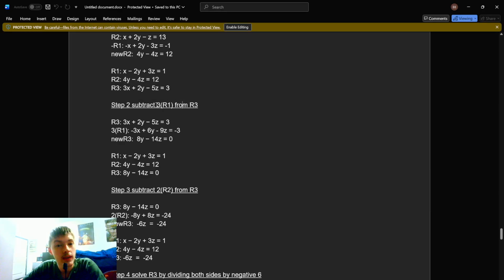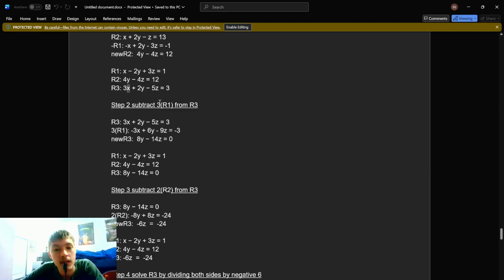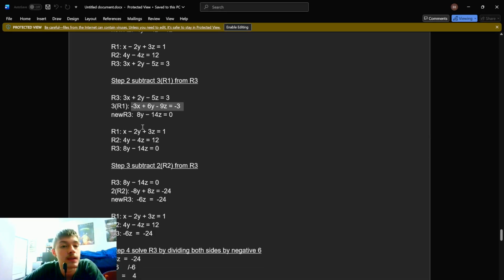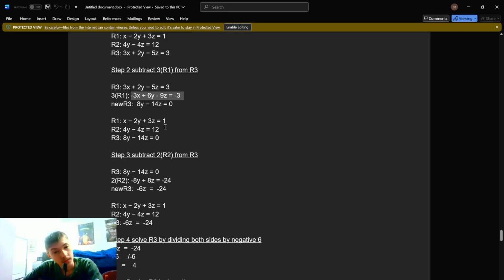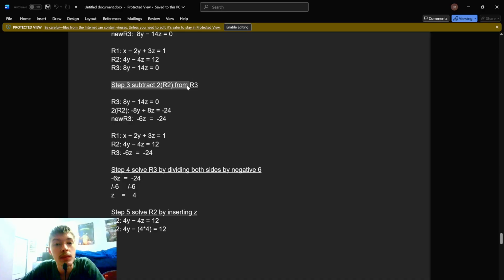Second step, we want to get rid of the 3x in R3, so we multiply R1 by 3 to subtract that. We set this to R3 again. Step 3, we want to get rid of the 8y, the y in R3, so we just subtract 2 times R2.